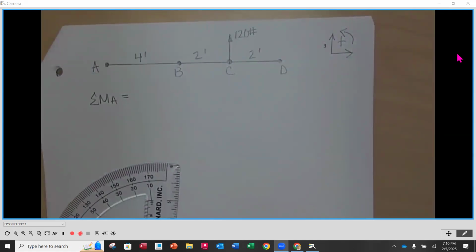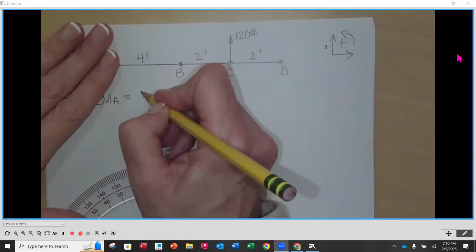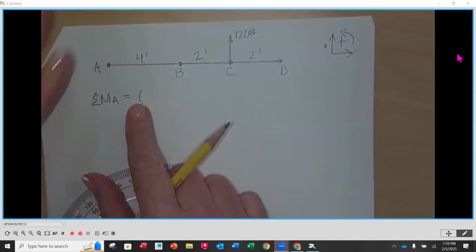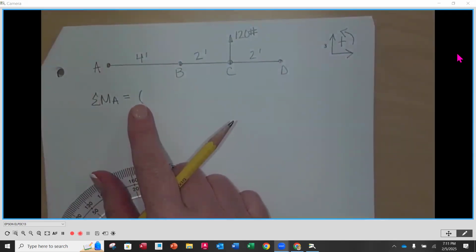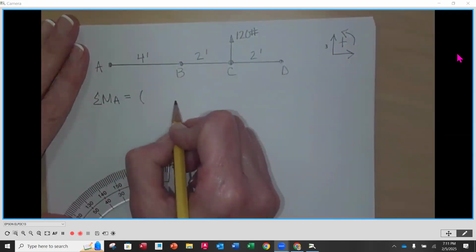Now remember, a moment is force times distance. When you show a moment, when you show the product, you have to do this, okay? You're going to start with parentheses. You're going to put a little gap in front of it because we're going to give it a sign. But inside the parentheses is going to be force times distance.